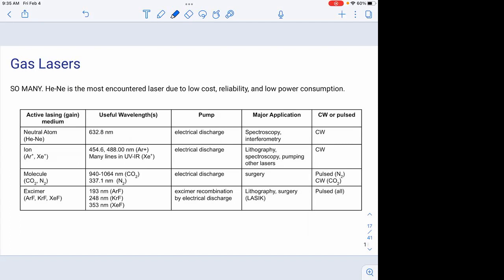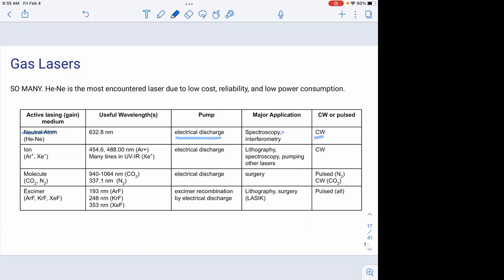A neutral atom helium-neon laser is probably the most common in spectroscopy research, mostly because of its low cost, high reliability, and low power consumption. It works on an electrical discharge to pump. It's often used in spectroscopy research, and it's generally a continuous wave, which is helpful.